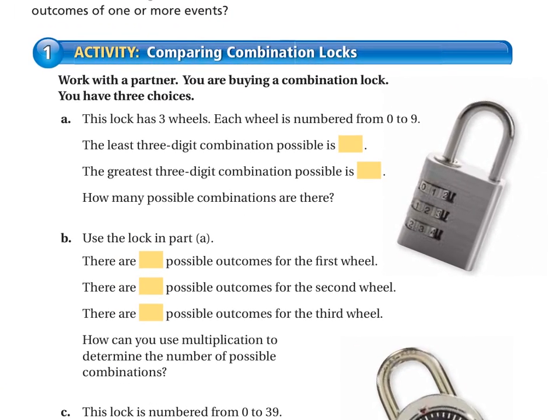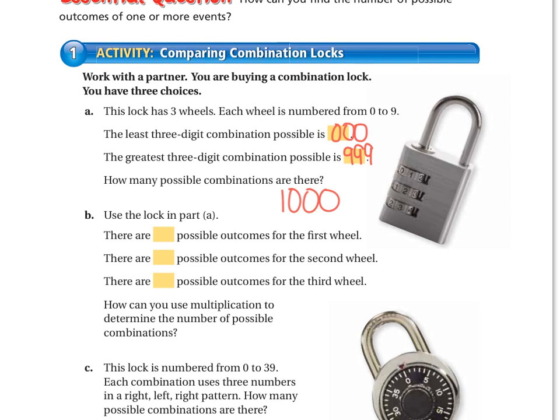This lock has three wheels. Each wheel is numbered from 0 through 9. It says the least possible three-digit combination. Well, if I can make it 000, that would definitely be the smallest. And the greatest three-digit combination possible would be 999. It asks how many different possible combinations there are. Well, you would think 999, but we're starting at 0, so we have to include that. So there are actually 1,000 different combinations that you could set this lock for. So it's pretty safe, pretty secure. Not a very good probability of someone being able to crack into that.